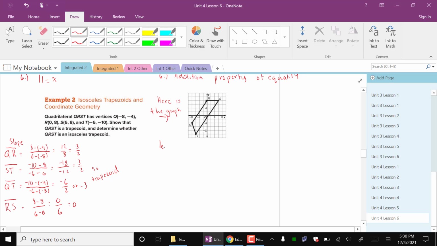So leg length. That's going to be dealing with our distance formula, so we're going to have to do some square rooting. QT, because we're going to do our two legs, equals the square root of negative 6 minus negative 8 squared plus negative 10 minus negative 4 squared.